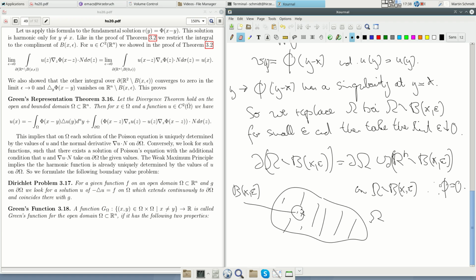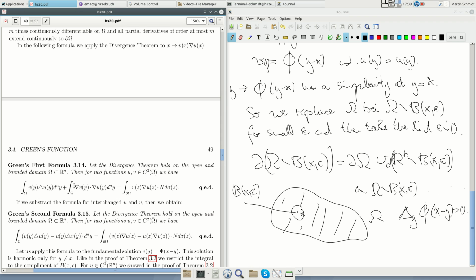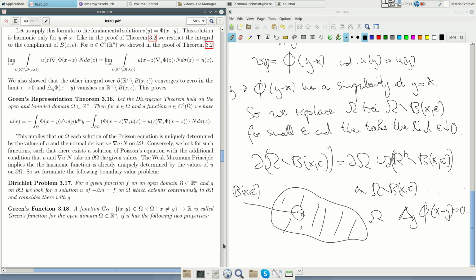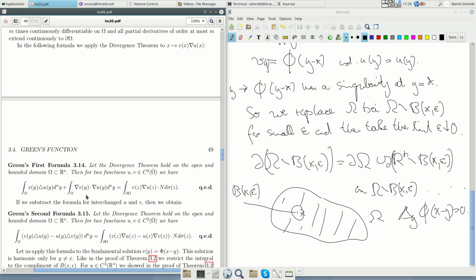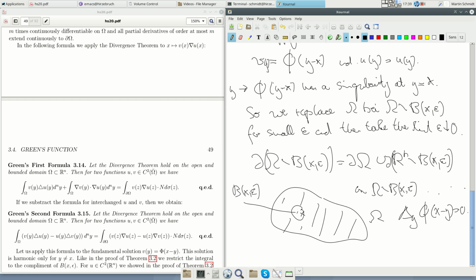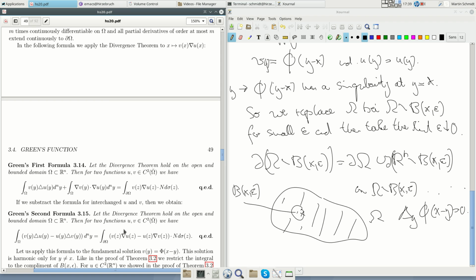To make it more precise, I write it more explicitly. We have the Laplacian with respect to y of phi of x minus y is 0. So now we insert the second Green's formula. We have this term, which we just write. This is exactly this term here. This term vanishes, since v is phi and the Laplacian vanishes. So for this term we get the boundary terms at omega, but no boundary term at this boundary part.